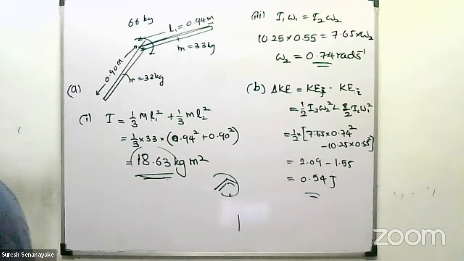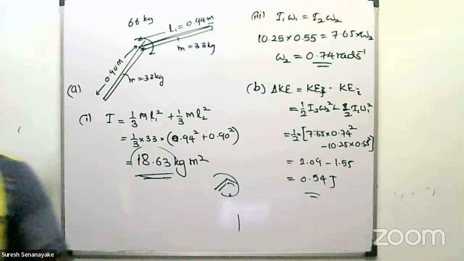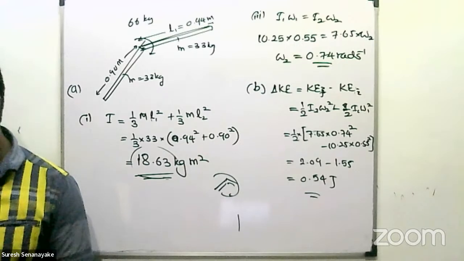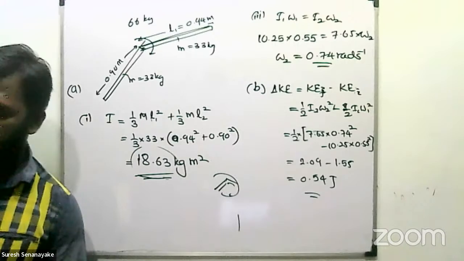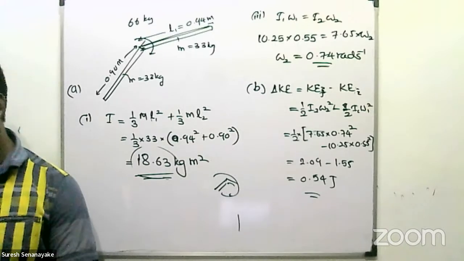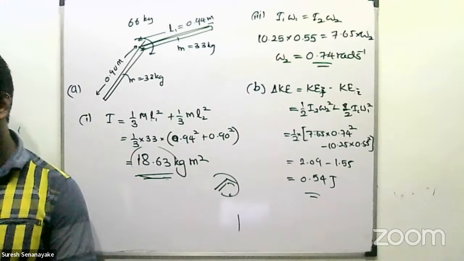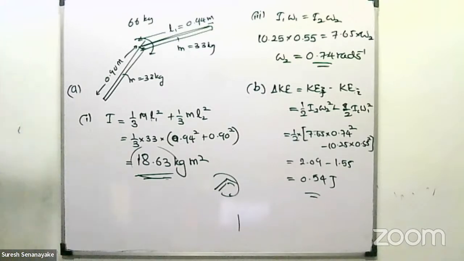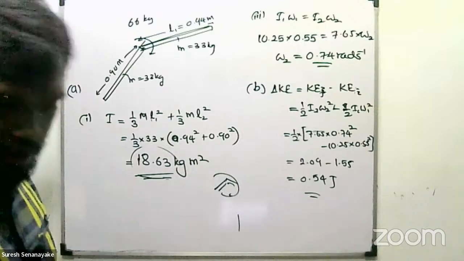The fourth one. The stunt driver is attempting to loop the loop in a car as shown in the figure. Before entering the loop, the car accelerates along a horizontal track. Right, the loop is given. Let's see how we can solve this, right?